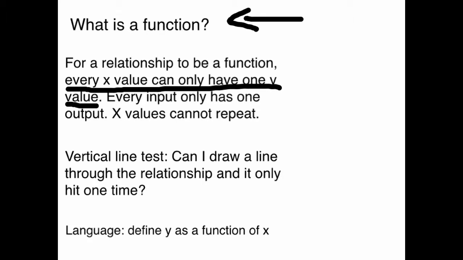The way I can tell if something is a function is through the vertical line test. Can I draw a line through the relationship and it only hit the relationship one time? In terms of language, you're going to hear it defined as y as a function of x, or school books as a function of students, or a relationship like that. So whenever you see that, it's just asking you to determine if every x value has only one y value. Let's move on.